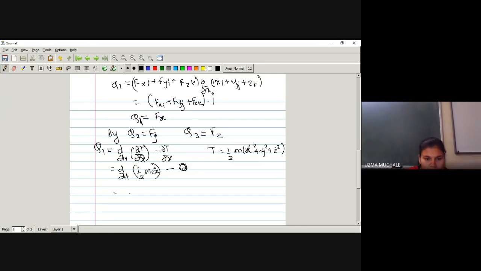This 2 gets cancelled. Let me write down: d by dt of 1 upon 2 m into 2x dot, minus 0. This 2 gets cancelled. Mass is a constant which I can take outside. What is the derivative of x dot with respect to t once again? x double dot, right?